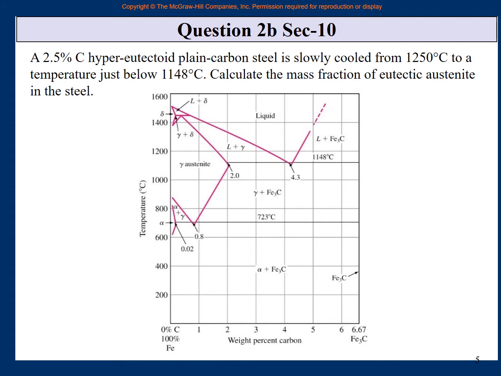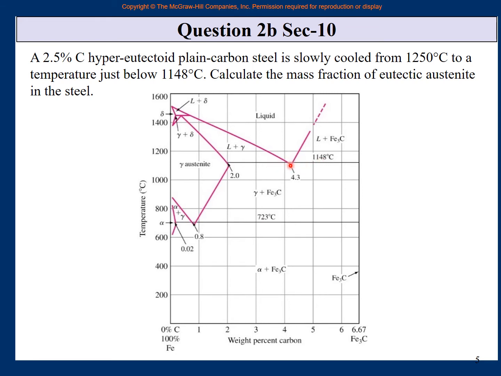So if you are listening to me now, otherwise you had paused me earlier, right? If you are listening to me now, it means that you have solved it. So now it is the iron carbon diagram already. The temperature just below is 1148. So it is this eutectic temperature. This is the eutectoid temperature 723 in the iron carbon steel diagram, and this 1148 is the eutectic temperature.